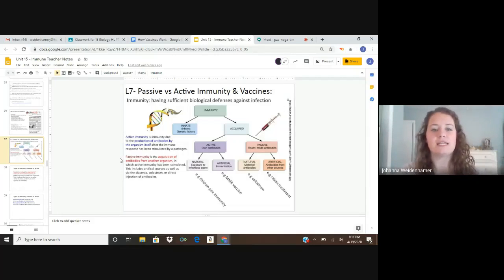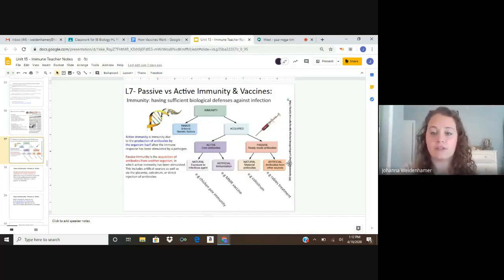So passive immunity is the acquiring of antibodies from another organism in which active immunity has been stimulated. This includes artificial sources via the placenta, colostrum, direct injection of antibodies. So again, we have a couple of different examples for passive immunity, and they include natural maternal antibodies, and an example of this would be colostrum. And colostrum is the first secretion from the mammary glands after giving birth, and it's rich in antibodies.